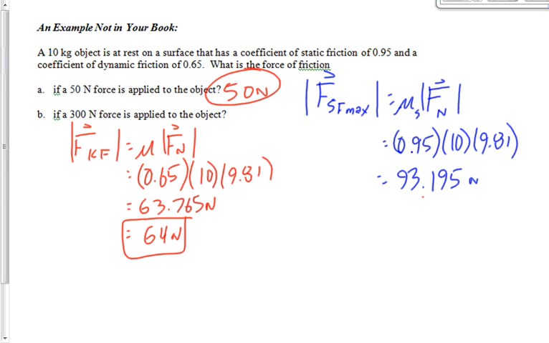Notice kinetic friction is bigger than static here. But notice kinetic friction is smaller than the maximum static here. So if I push on it with 50, force of friction is 50. Push on it with 80, friction is 80. Push on it with 92, friction is 92. Push on it with 300, friction's 64. Push on it with 18,112, the force of friction is 64. Once I get it moving, kinetic friction is always the same.